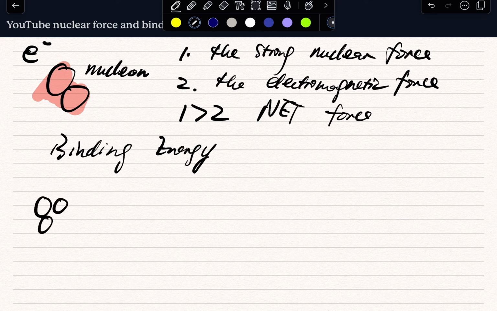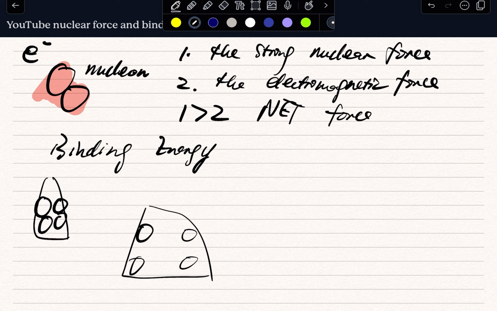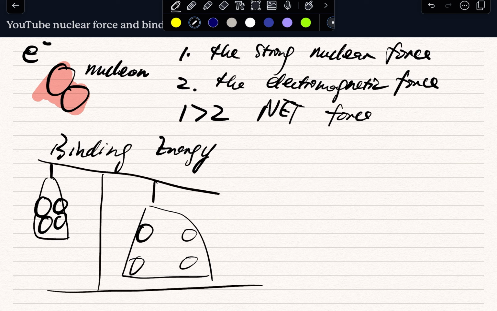So let's say I have a helium atom. I have 2 protons and 2 neutrons staying together. Then I use some techniques to separate them, and after I separate them, I have 4 individual particles. Then I'm going to weigh them. So this is my scale. After I weigh the particles, I notice that when the particles are separated, they're heavier than when they were together. And this is really weird to me, right?